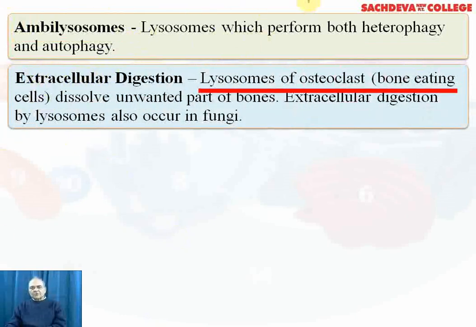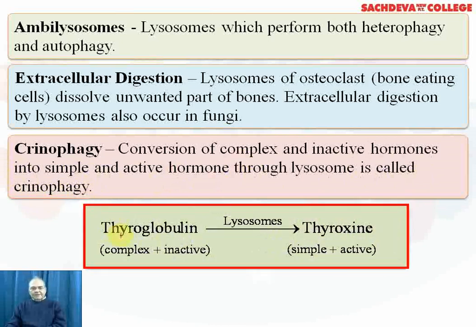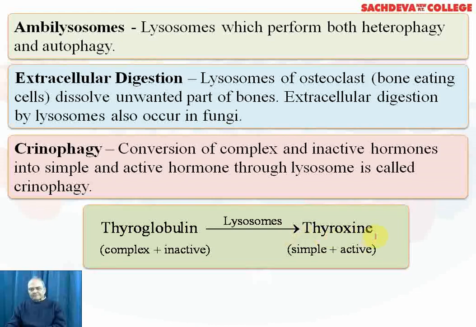Extracellular digestion. Lysosomes of osteoclasts, that is bone-eating cells, dissolve unwanted parts of bones. Extracellular digestion by lysosomes also takes place in fungi. Clinophagy: conversion of complex and inactive hormones into simple and active hormones through lysosome is called clinophagy. Say, for example, thyroglobulin, which lysosome converts into thyroxine. Thyroglobulin is complex and inactive, resulting in the formation of simple and active thyroxine.